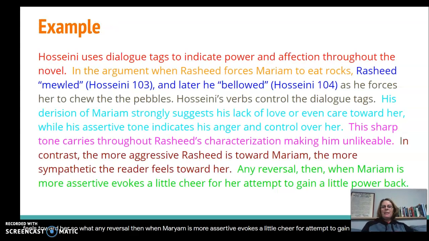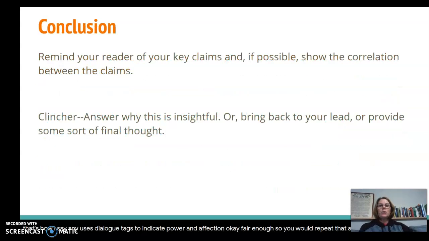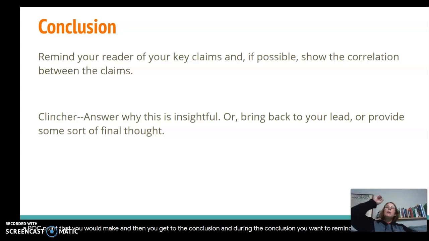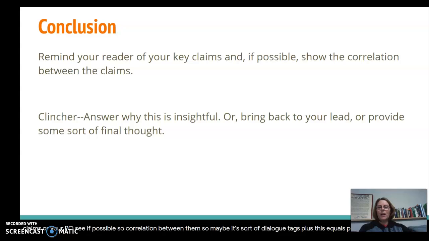So you would repeat that as many times as you have a POC point that you would make. And then you get to the conclusion. And during the conclusion, you want to remind your reader of your key claims or your POC. If possible, show correlation between them. So maybe it's sort of dialogue tags plus this equals power or whatever. And then it's always nice to have a clincher where you answer why the thesis is insightful, or maybe brings us back to the lead, or maybe brings us outward into sort of a societal, like how can this be applied in society?